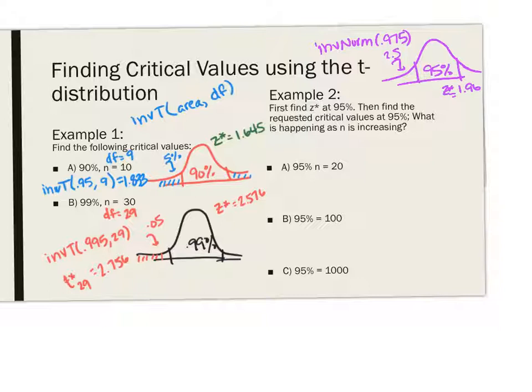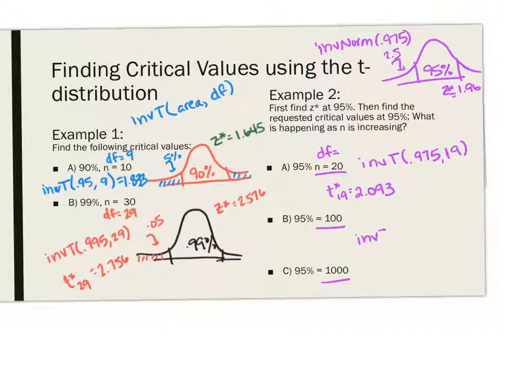So look what happens here. I want to find all of these T stars now at 95%, but I'm changing the sample sizes on each of them. And notice that the sample size is increasing for each of these T stars. So this one would be just inverse T, and it's the same process as a Z, 0.975. But you're going to find degrees of freedom. Degrees of freedom for 20 would be 19. If we calculate that, we get this right here, your T star at 19 degrees is equal to 2.093.